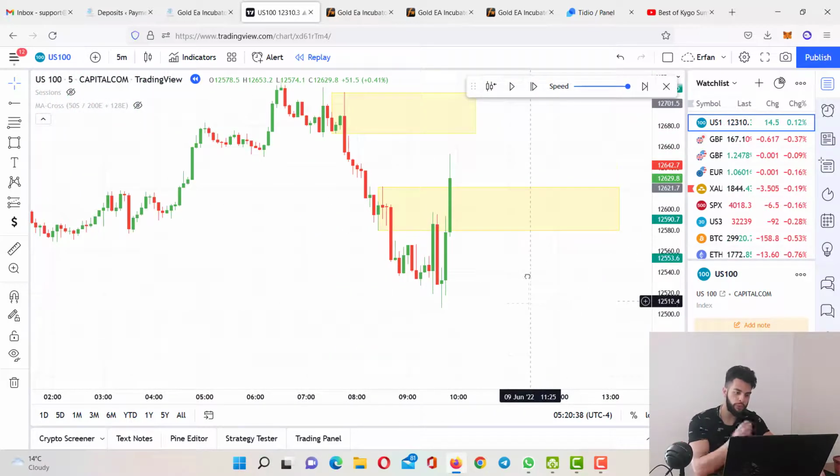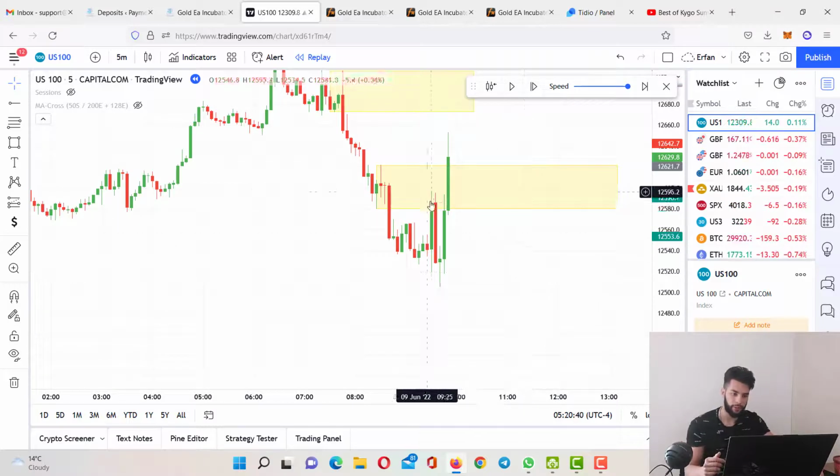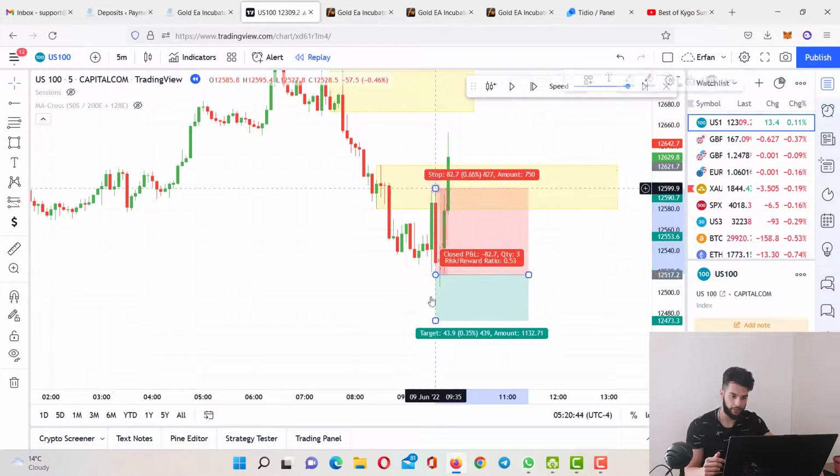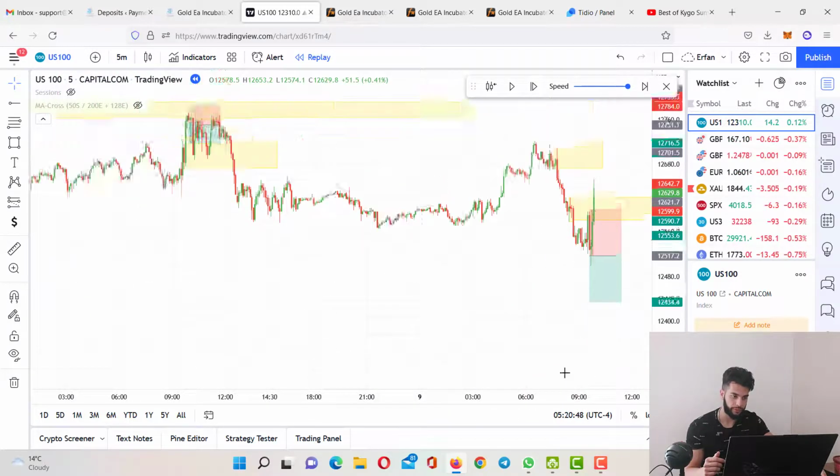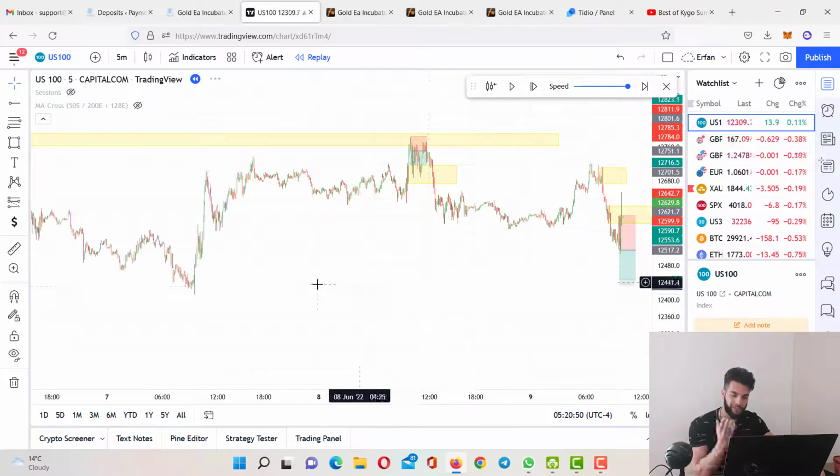So if you really want to use buy stop and sell stop, you need to put your sell stop here, your stop loss here, and then your TP right here if you want to take a one-to-one trade. But look at this, guys. Where are you exactly putting your TP?